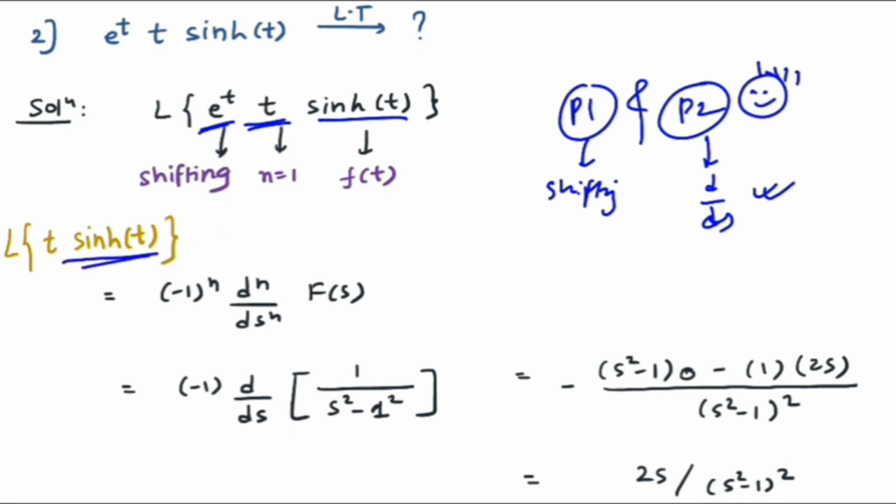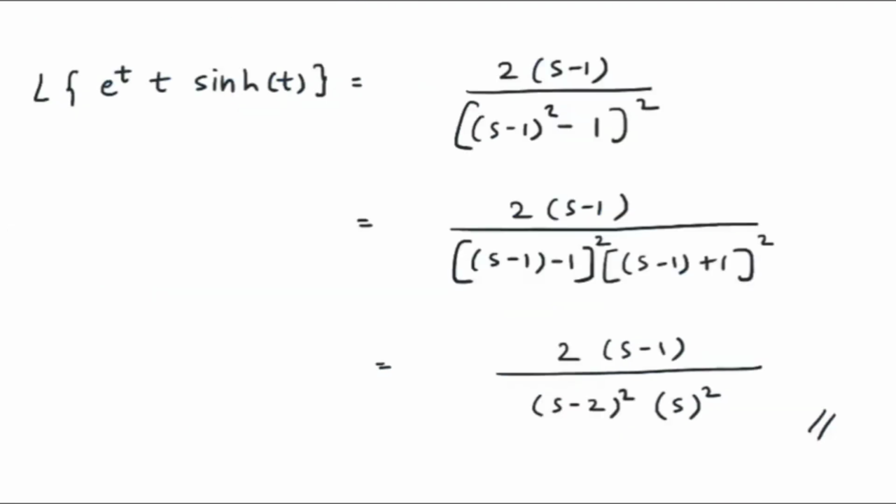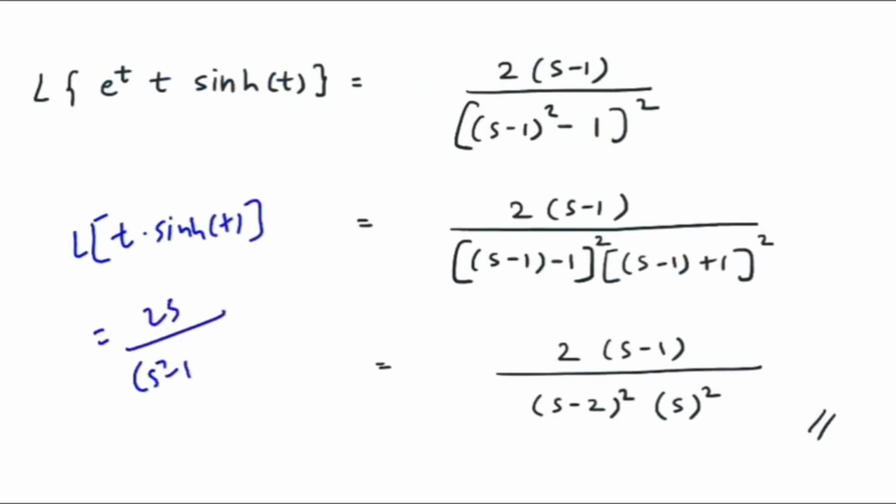So Laplace of t raised to n into f of t is nothing but Laplace of t raised to 1 into sine hyperbolic of t in this case. So take the Laplace of this function. It would be, using the standard formula, minus 1 raised to 1, d raised to 1 upon d s raised to 1, into capital F of s. So sine hyperbolic of t, Laplace of that is 1 upon s square minus 1 square. Now you have to use the UV rule. According to the UV rule, you will get this as the answer. So from the previous step, I got Laplace of t into sine hyperbolic of t, which is equal to 2s upon (s square minus 1) the whole square.